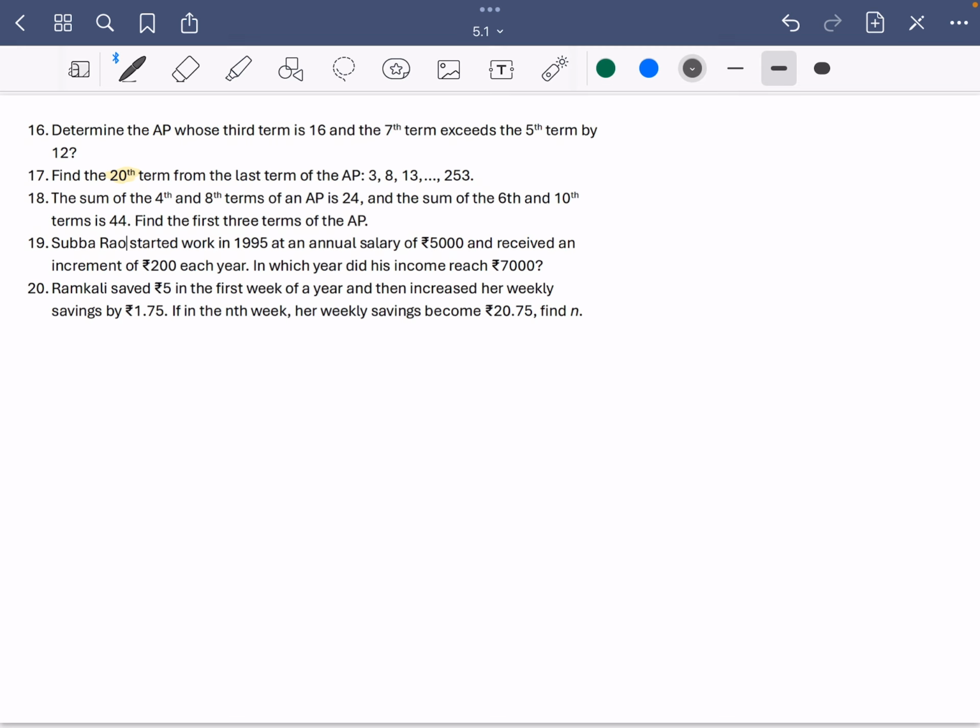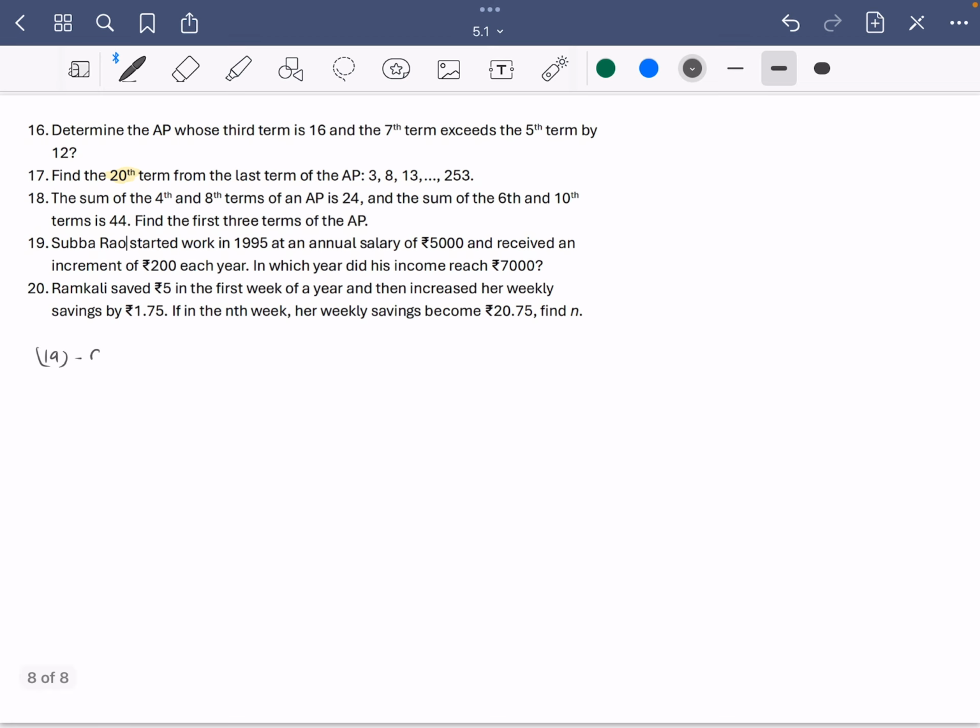Question number 19. Subbarao started work in 1995 at an annual salary of 5,000 rupees and received an increment of 200 rupees each year. In which year did his income reach 7,000 rupees? It starts at 1995 at rupees 5,000, annual salary of 5,000.